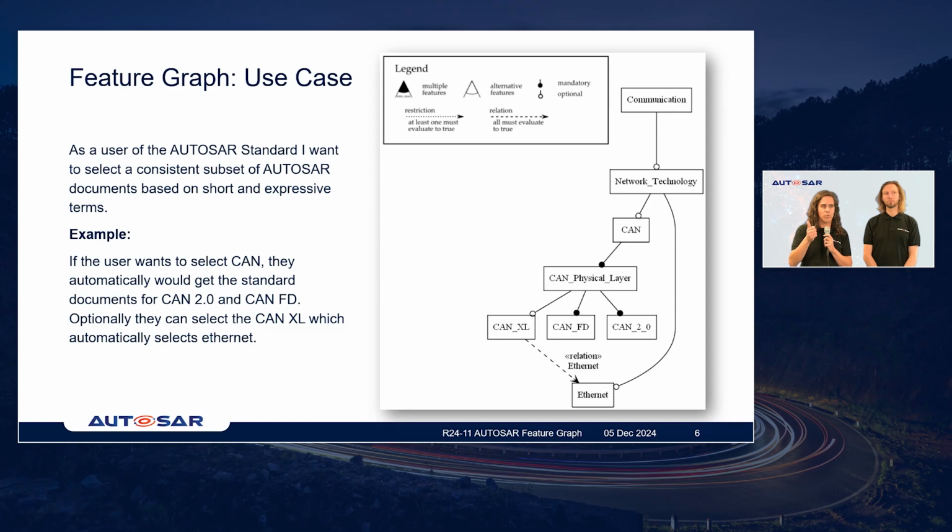The one is called restriction, the other one is called relation. And in this particular example, you see a relation between CAN XL and Ethernet. And this model just says now, if you want CAN XL, you also have to implement Ethernet.